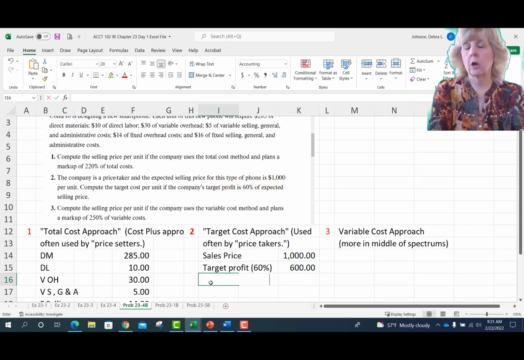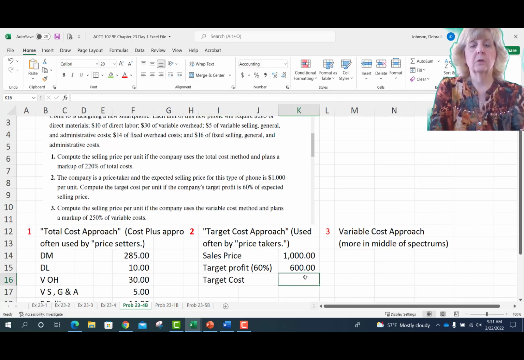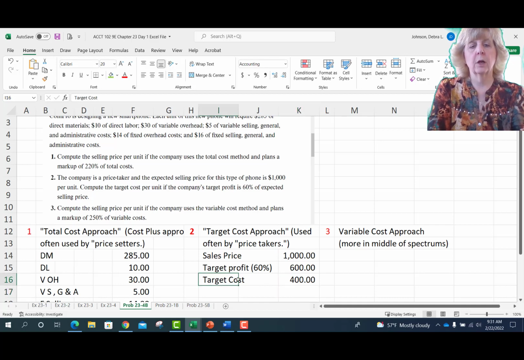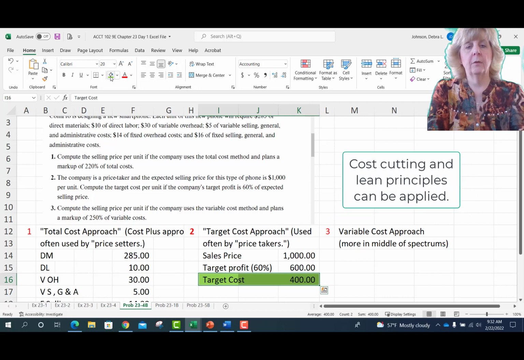That means that our target cost is the difference between those two, meaning if the market will only accept a $1,000 selling price and we need to make $600 on that to be profitable, that means we need to keep the cost of this product below the difference, which is $400. Okay, that's used by people on the price taker side.